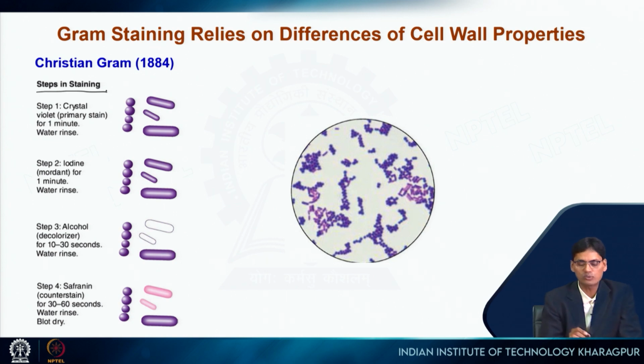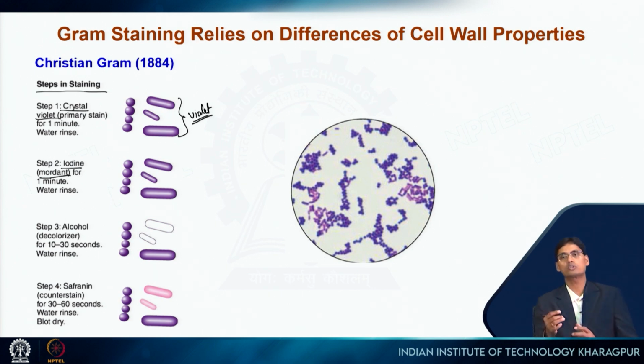So as you can see, these are the steps in staining, and there are different types of bacteria. First we make a smear, and then the first step is crystal violet staining. After crystal violet staining, all bacteria are violet, dark violet in color, and then we add some iodine. This is called mordant. It will fix the color, so the color retention will be better.